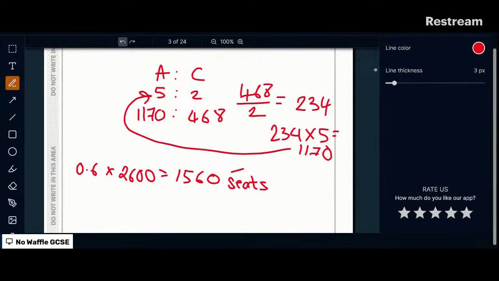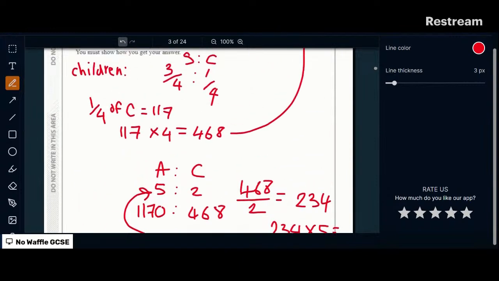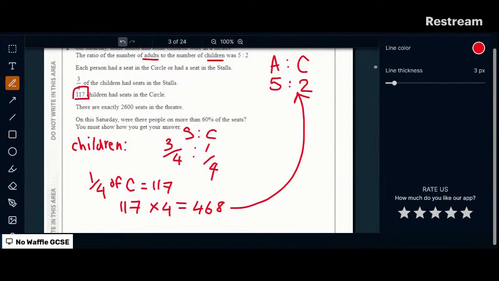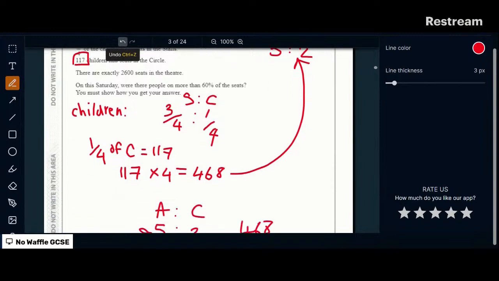Okay, thank you. Total amount of people is 1170 plus 468, which is 1683. Therefore, that's more than 60%. So the answer is yes, there were more than 60% of people sitting there.